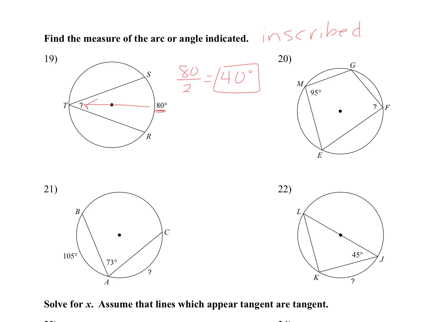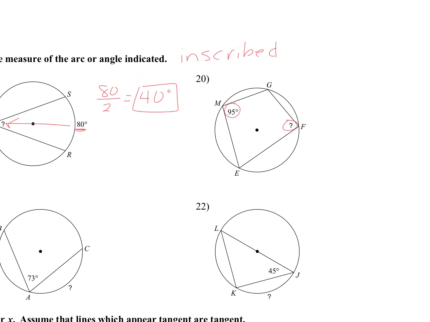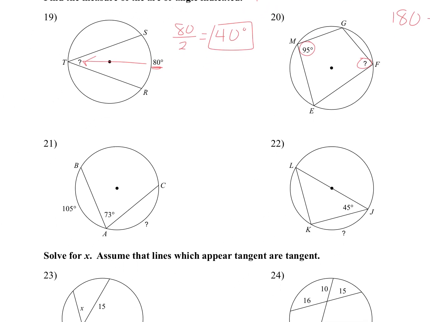Number 20, what do we know about a quadrilateral inscribed in a circle? Supplementary. What are supplementary? The opposite angles. So we have a pair of opposite angles. What does supplementary mean? They add up to 180. So how do we find the missing one? Take 180 minus 95, and that gives us 85. I went a really roundabout way to solve that one. 85.